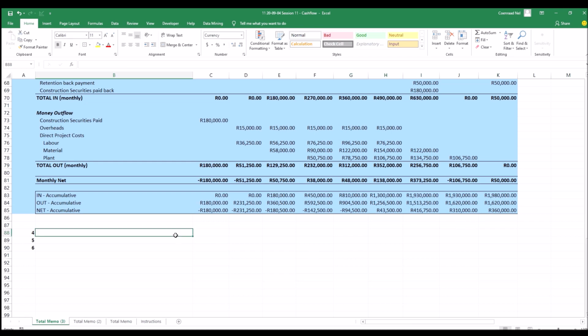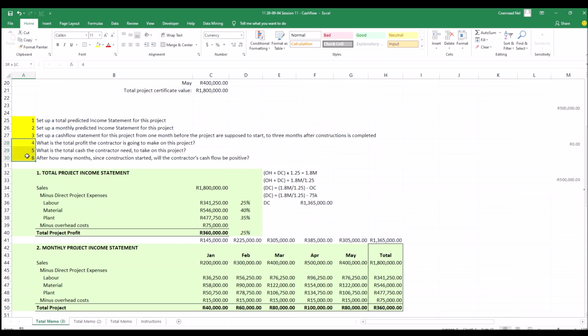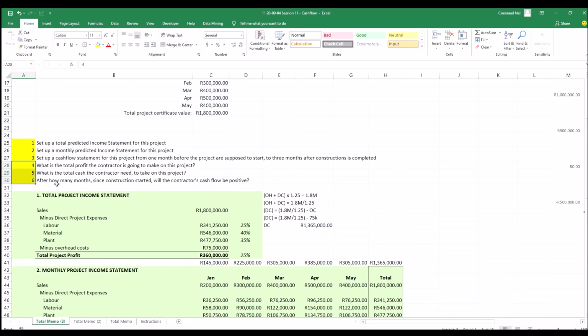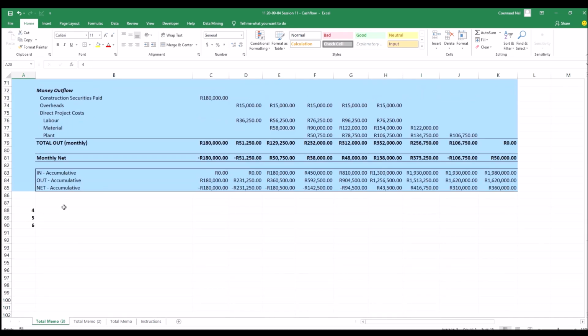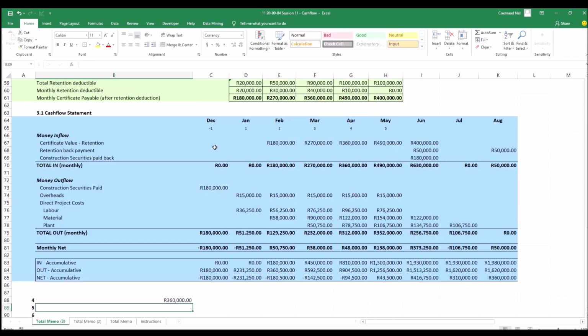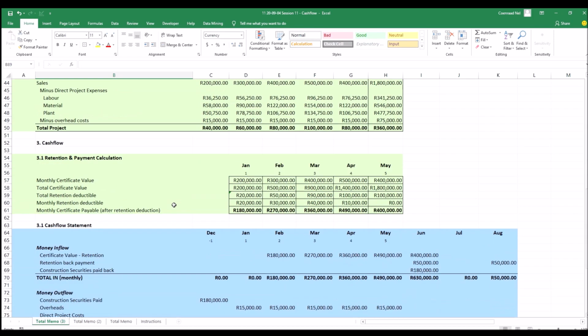Good. So let's have a quick look at the last few questions. Number 4, they say, what is the total profit? We know that is the 360 we've got over there. So the total profit, we've worked that out. That's the 360,000. Then they ask, what is the total cash the contractor needs?